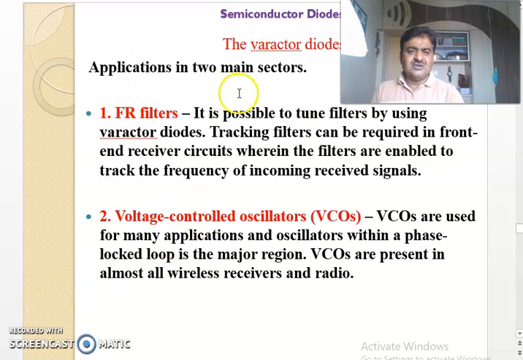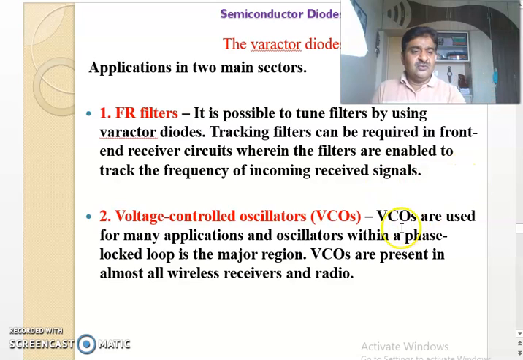The applications of the varactor diode: there are two main applications, RF filters and voltage controlled oscillators. It is possible to tune filters by using a varactor diode. Tracking filters can be required in front end receiver circuits, wherein the filters are enabled to track the frequency of incoming receiver signals.